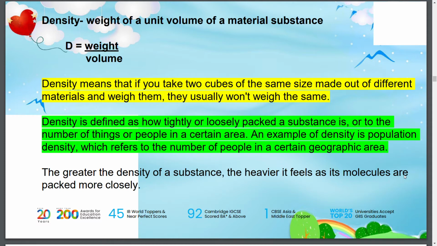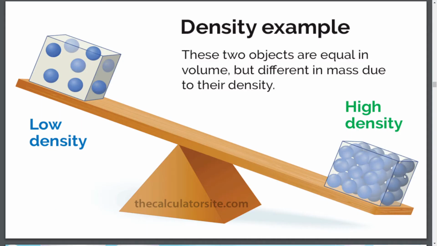For example, population density refers to the number of people in a certain geographic area. The greater the density of a substance, the heavier it feels, as the molecules are packed more closely together. So here is an example of density. These two objects are equal in volume but different in mass due to their density. Here is low mass, because the molecules aren't tight enough. Here is high density, so the molecules are really tight and there are more.